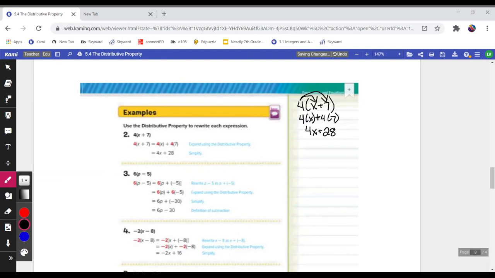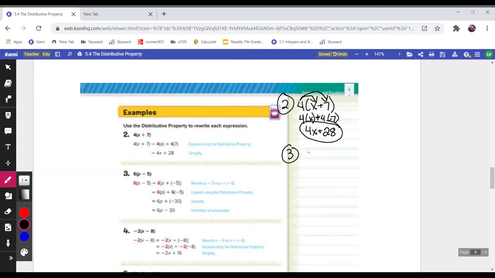Now we can't combine 4x and 28 because one has a variable and the other one doesn't. You can't put a car in the same category as a pineapple. They're not the same. Even if the color's the same, again, not the same. So that was number 2.